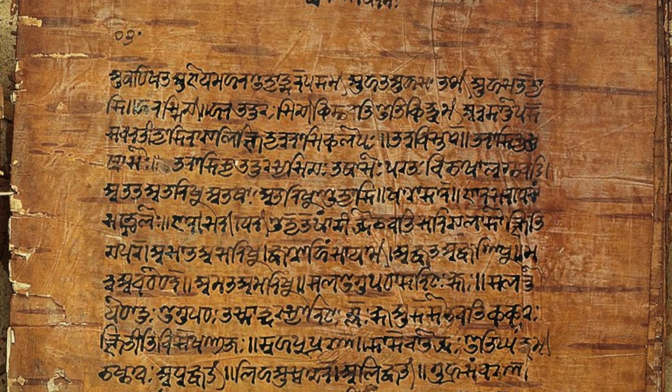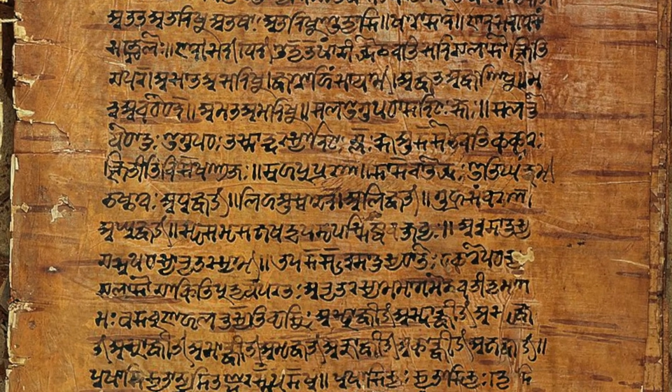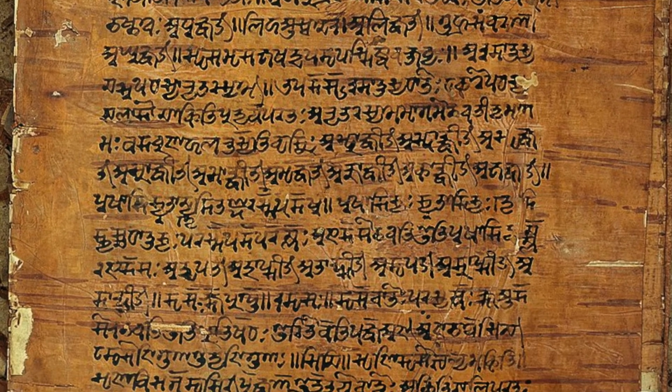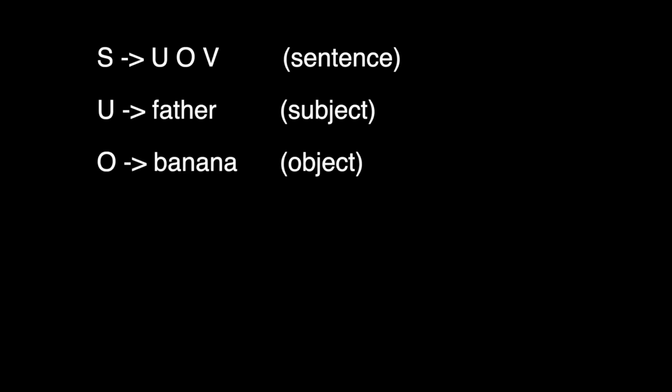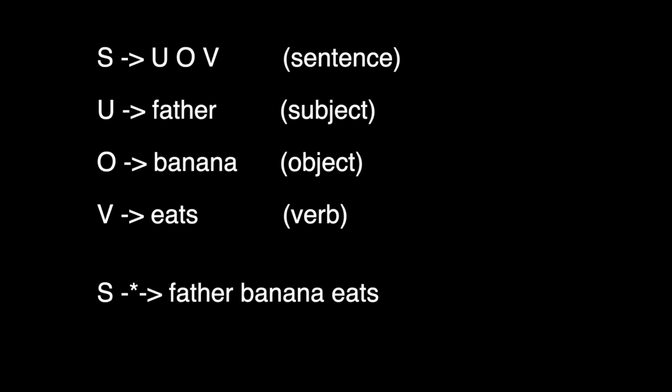He created grammar rules to deduce whether a sentence is grammatically correct Vedic Sanskrit. Vedic Sanskrit has a subject-object-verb structure, so a valid sentence would be S can be turned into U, O, V, where U can be turned into a subject, for example, U can be turned into father, O can be turned into an object, for example, O can be turned into banana, and V can be turned into a verb, for example, V can be turned into eat. The whole sentence would then be father, banana, eat.